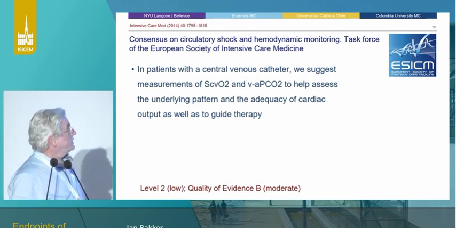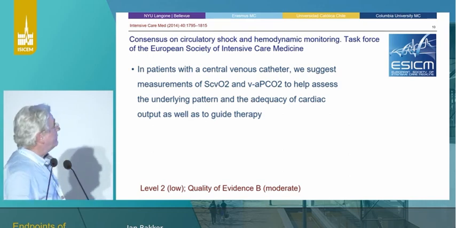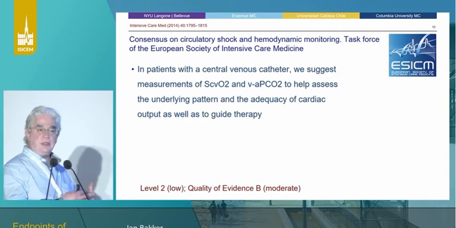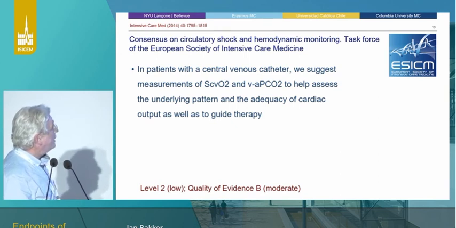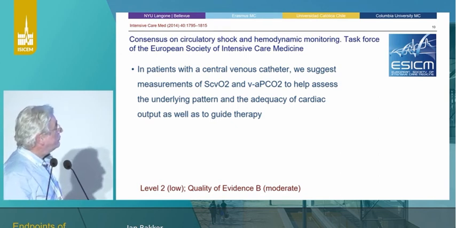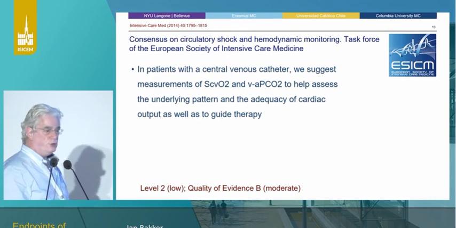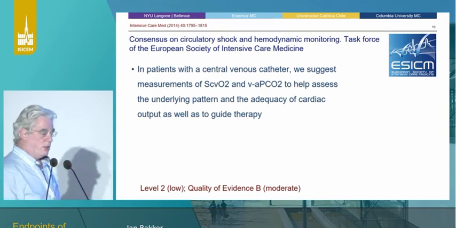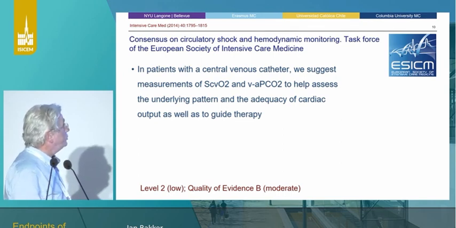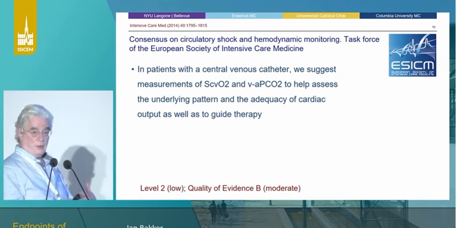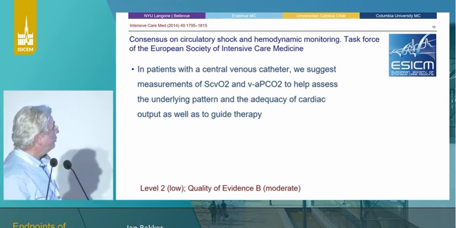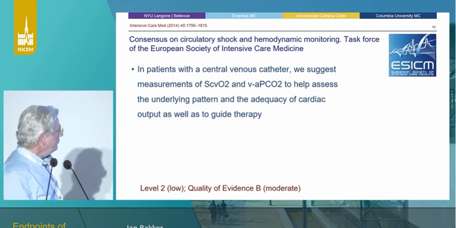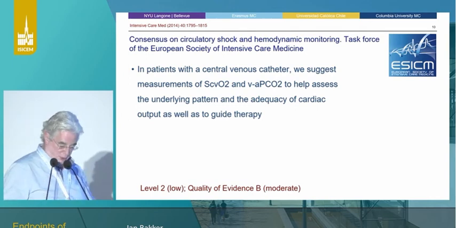In the consensus statement that we produced already 7 years ago, we said, well, in addition to lactate and blood pressure and urine output, we think that measurements of SCVO2, so central venous oxygen saturation, and the delta PCO2, venous, central venous, minus the arterial PCO2, might help to assess the underlying pattern. In other words, to assess whether hypoperfusion is a real problem at that point in your patient. The level of evidence was moderate, and the recommendation was low.